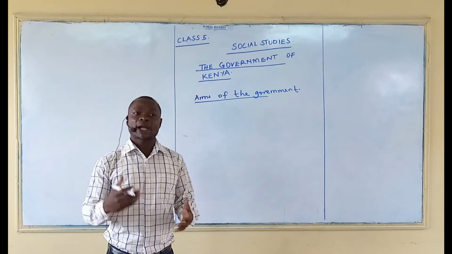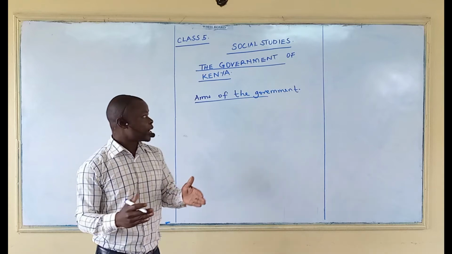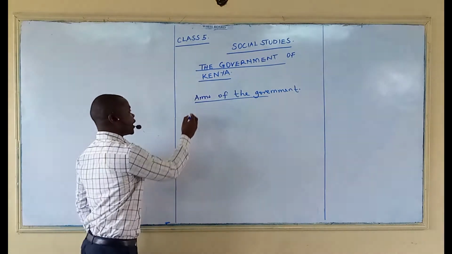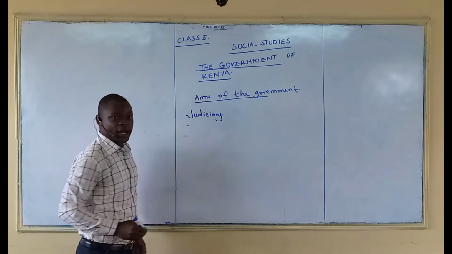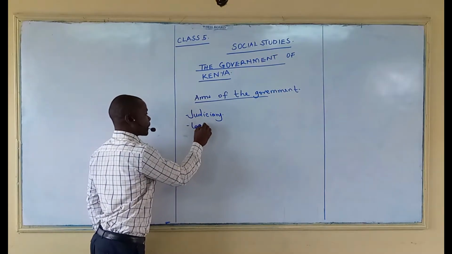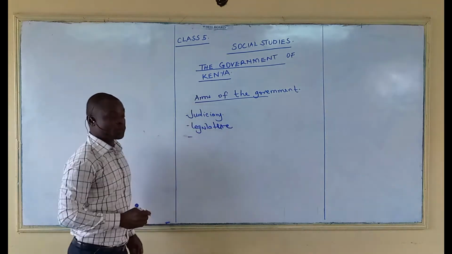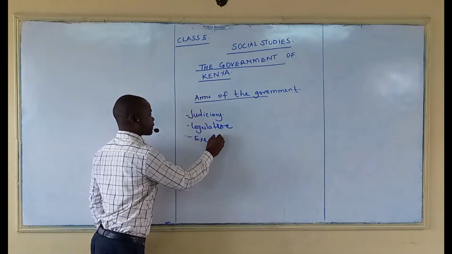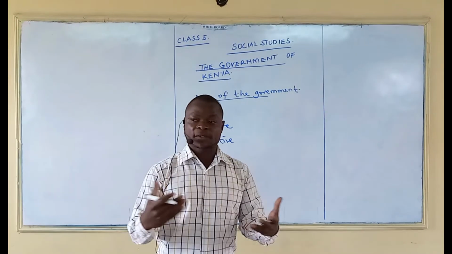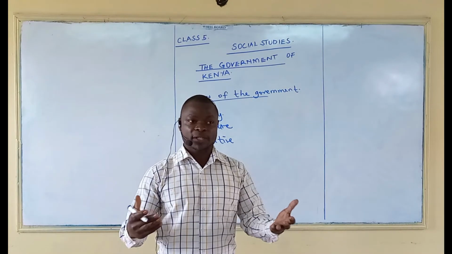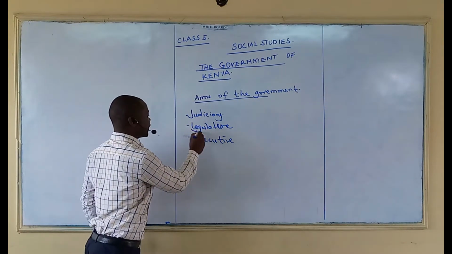The government of Kenya has 3 arms. The arms of the government are just branches of the government. Remember, these arms work independently together so as to see the government running smoothly. The 3 arms of the government are: 1, we have the judiciary. Then we have the legislature. Then finally we have the executive. These are the arms of the government.